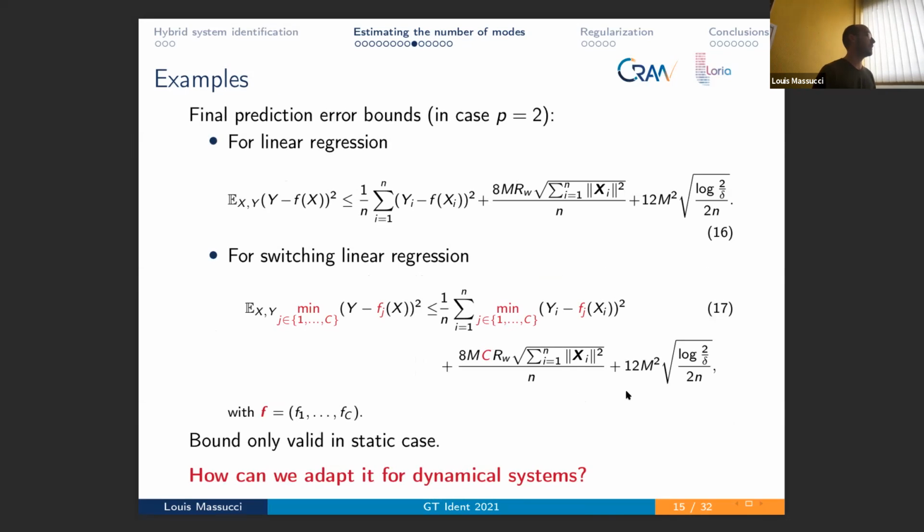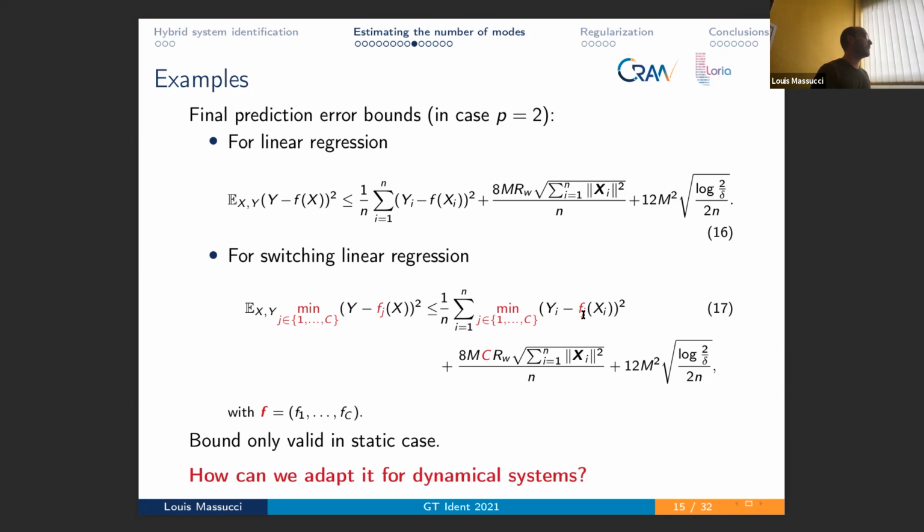So in the case of a square loss, for P equal to 2, we obtain these two bounds, where we find back the empirical risk plus the confidence interval, which is developed. And the same for the switching linear regression. At this point, we obtained two bounds that are valid only in the static case. The objective is to obtain a bound for dynamical systems.